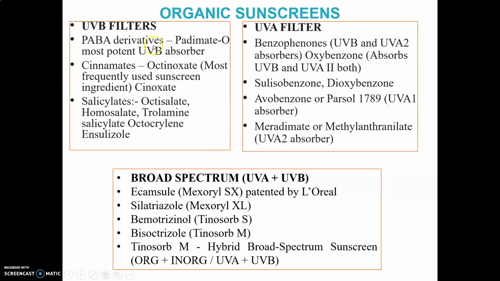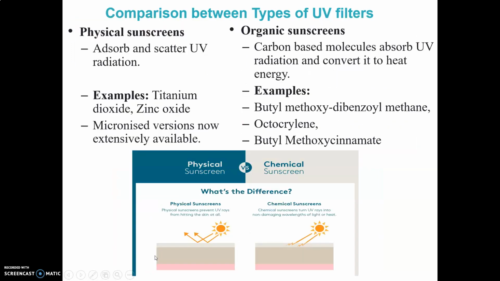If they act as UVB filters, then the PABA derivatives and the cinnamates are very commonly preferred along with the salicylates. While if they are able to filter the UVA, then the benzophenones, sulisobenzones, avobenzones are useful. Some of them are, as I said, broad spectrum, which will filter both UVA as well as UVB. I have listed some of them here, that is silatriazole, ecamsule, tinosorb. These are some products which are there in the market.